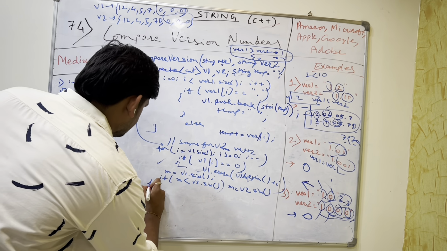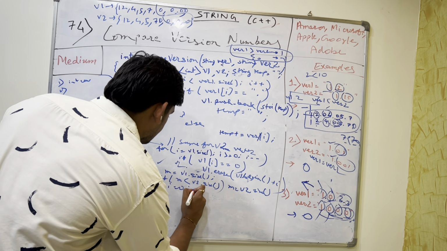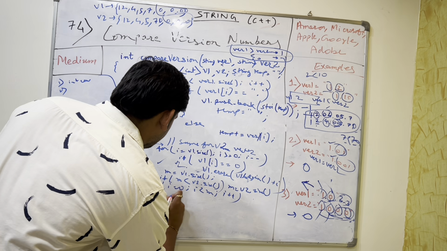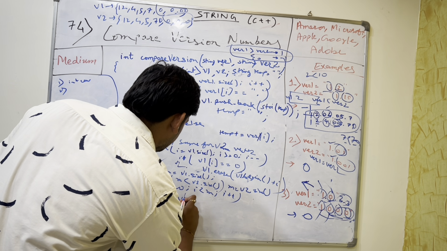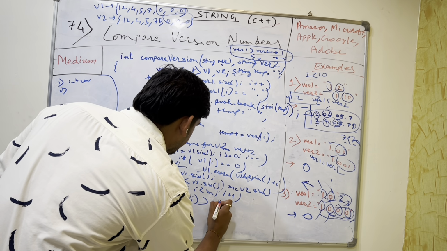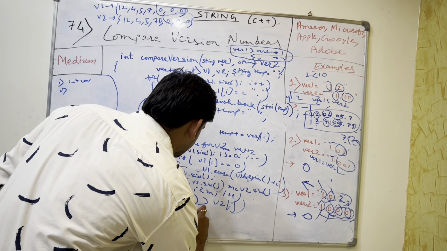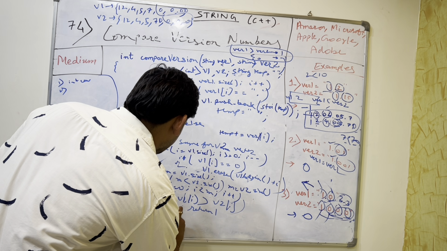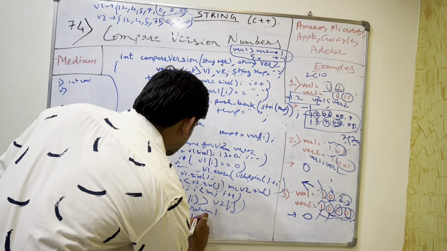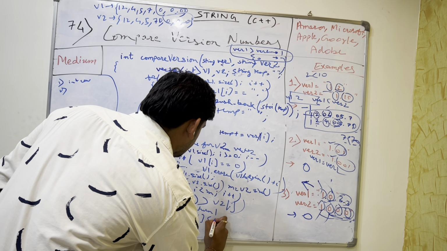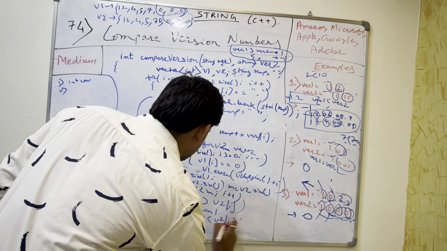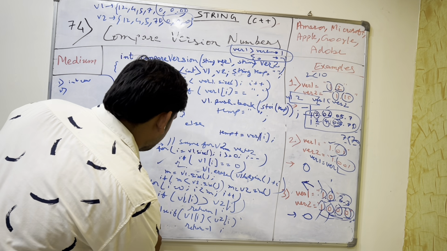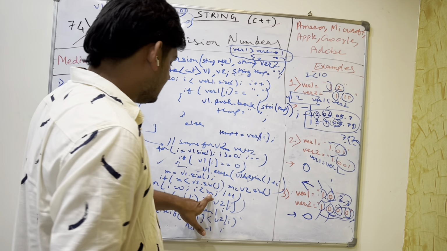Now we will traverse this array for i equal to 0, i less than m, i plus plus, and we will see if v1 of i is greater than v2 of i, then we return 1. Else if v1 of i is less than v2 of i, then we return minus 1. Otherwise this will continue till the last point.